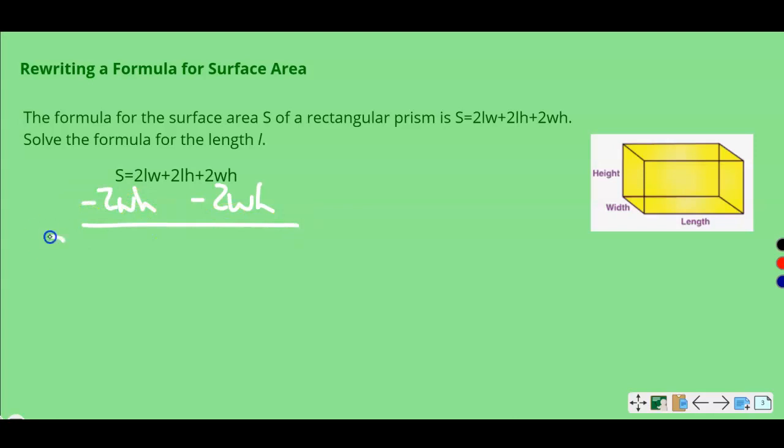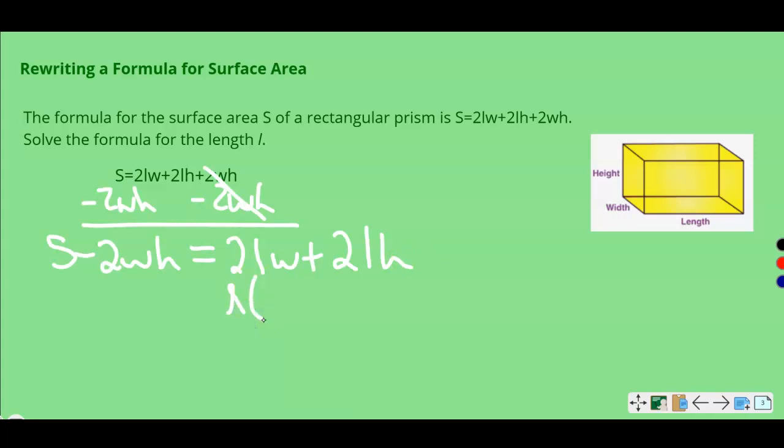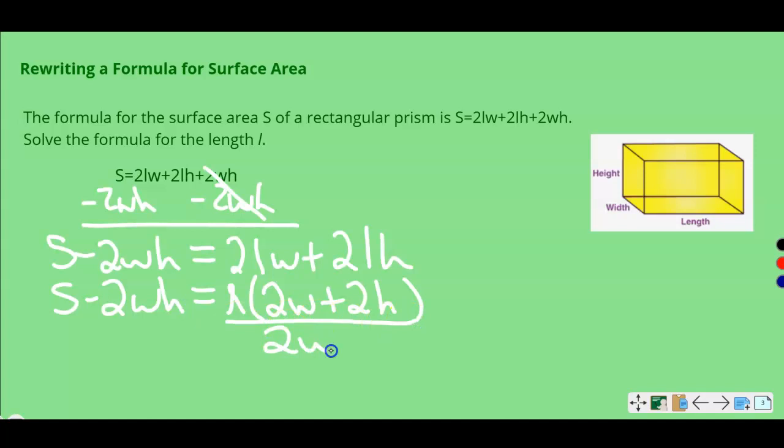All right, so S is already here. We cannot combine S and the negative 2WH because they are not like terms. All right, so if I cancel this, what is left on the right? We're left with 2LW plus 2LH. All right, we're trying to get L by itself, so let's pull L out. 2W plus 2H. And right now we don't have to change anything on this side. All right, now L times this expression means we got to divide by this expression.